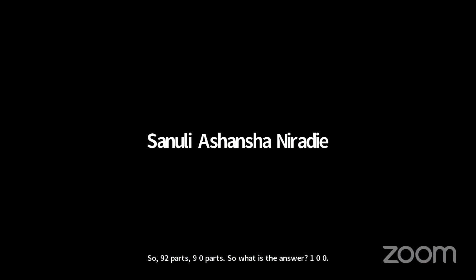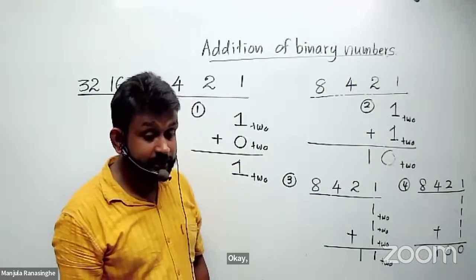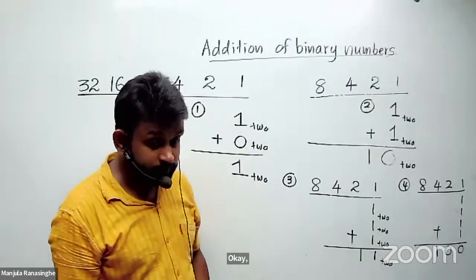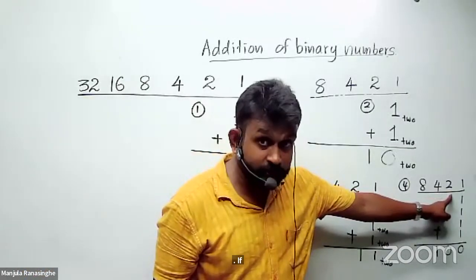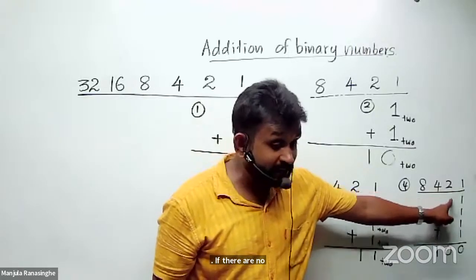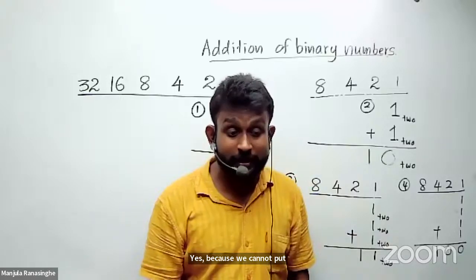Is that clear to you? Yes, sir. If there are no options only, we are going for 4, no? Yes, because we cannot put 4 there under these columns, because in the two's part we cannot put 2 digits. You know that 1 and 0 only are available for binaries.